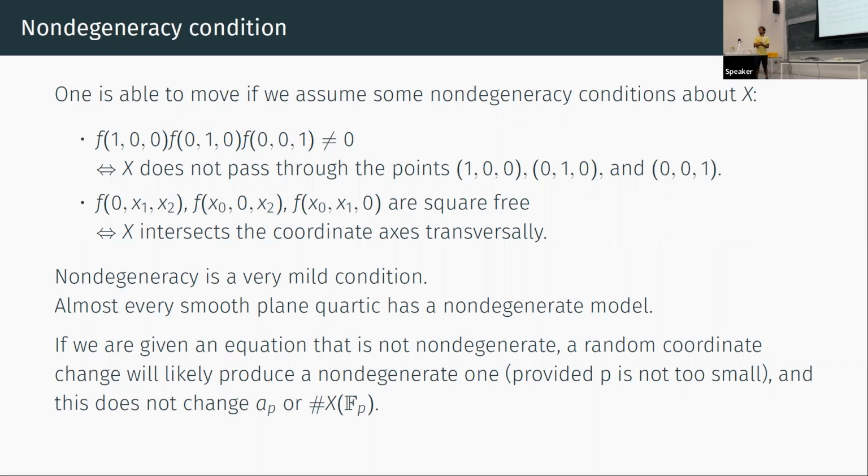Indeed, for large p, if you give me a curve that does not satisfy these, I can do a random change of variables, and most likely on the first try, I'm going to get a new model that satisfies the conditions. And obviously, changing the model does not change the trace, sorry, it doesn't change the a_p, so the trace of Frobenius or the number of points.